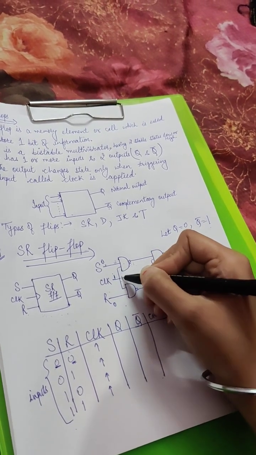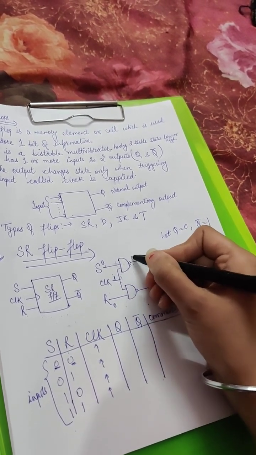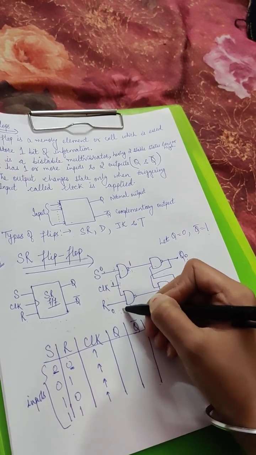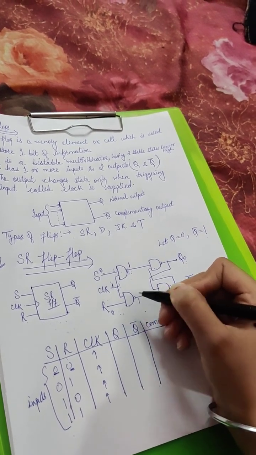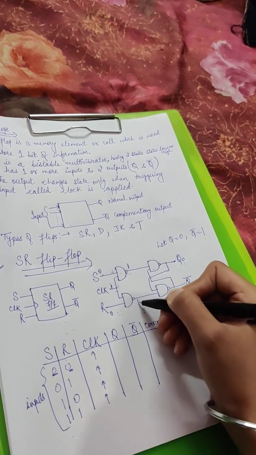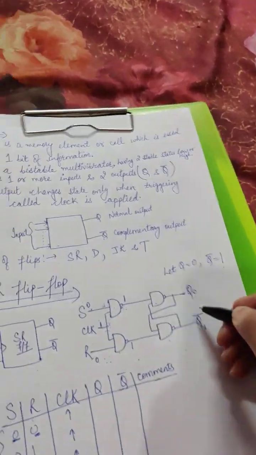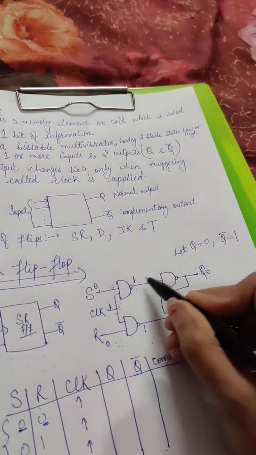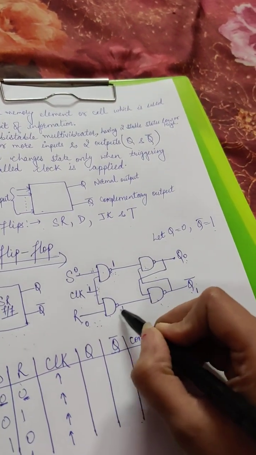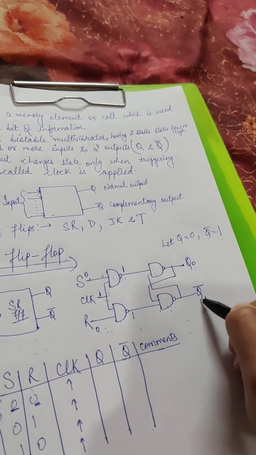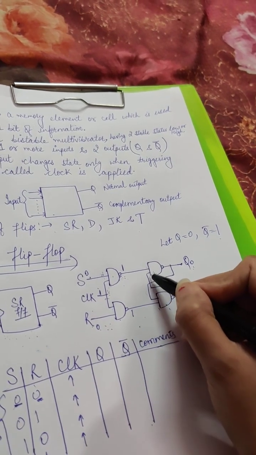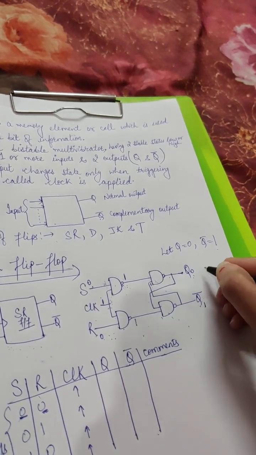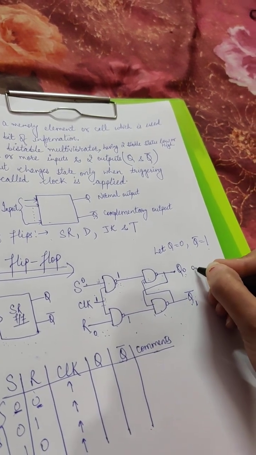So S is 0, clock is 1. That means 0 into 1 is 0, and output is 1. Similarly, in case of R input, when this is 0 and clock is 1, its output is also 1, because 0 into 1 is 0 and its complement is 1. Then the input to this gate is this 1 and the input to this gate is this 1. And Q bar, which is 1, is fed to this gate. So this is also 1. So 1 into 1 is 1 and its complement is 0. So in the first case, output is 0.